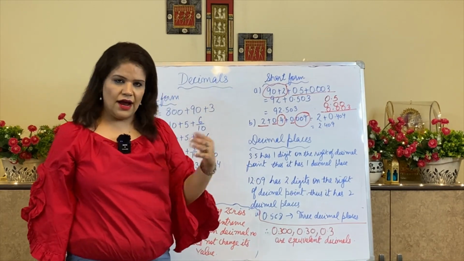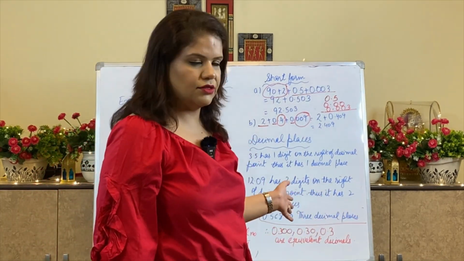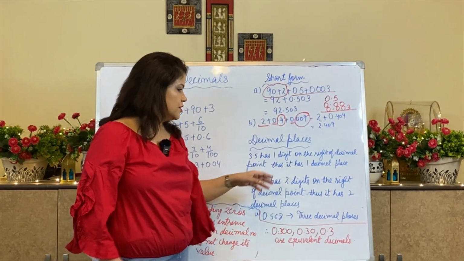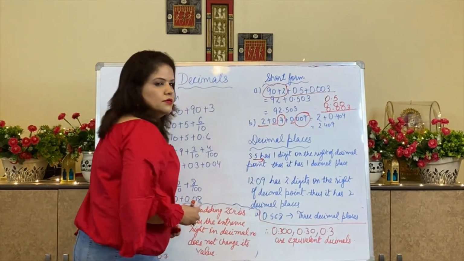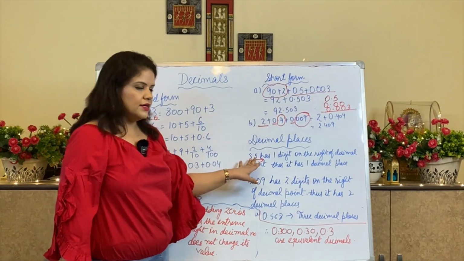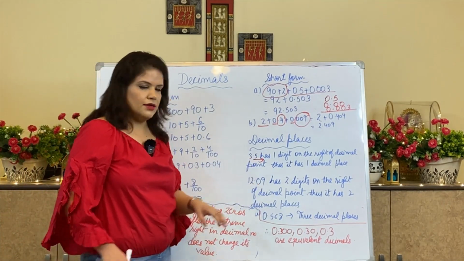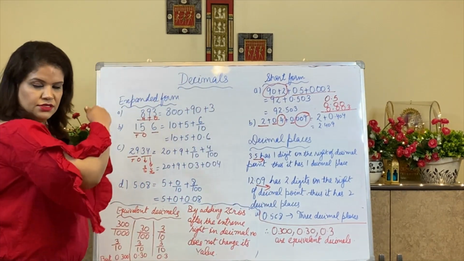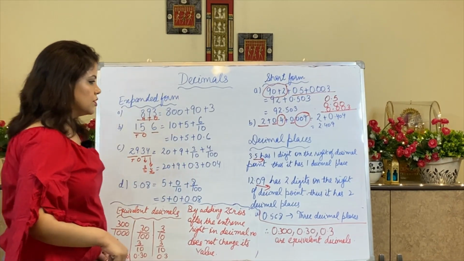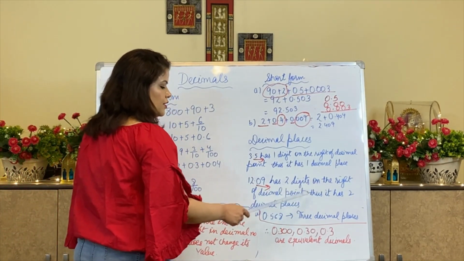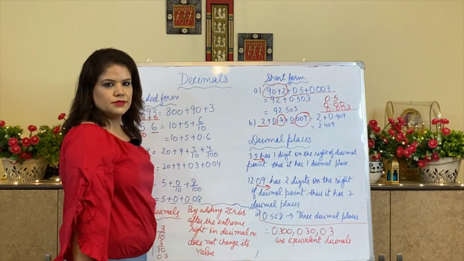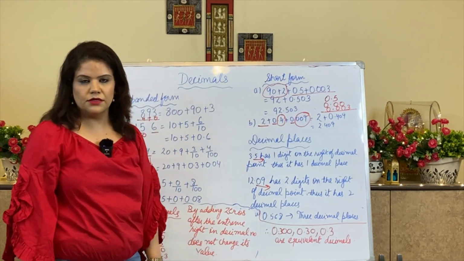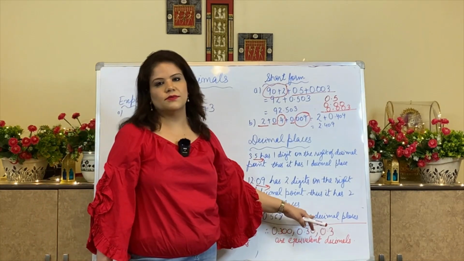Now I am taking decimal places. What are decimal places? I had been telling you from the start of this lecture, but I am explaining once again. Since 3.5 has one digit on the right of the decimal, it has one decimal place. 12.09, though there is a 0, after the decimal we have two digits. After the decimal point we have two digits, so this has 2 decimal places. Now I am taking 0.568. How many numbers are there after the decimal? 3 numbers, so it has 3 decimal places.